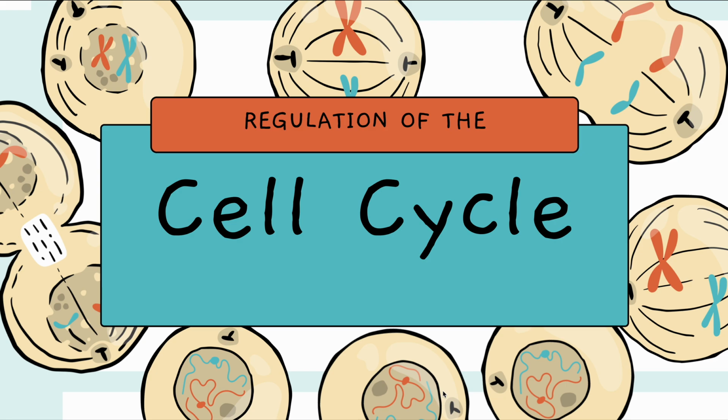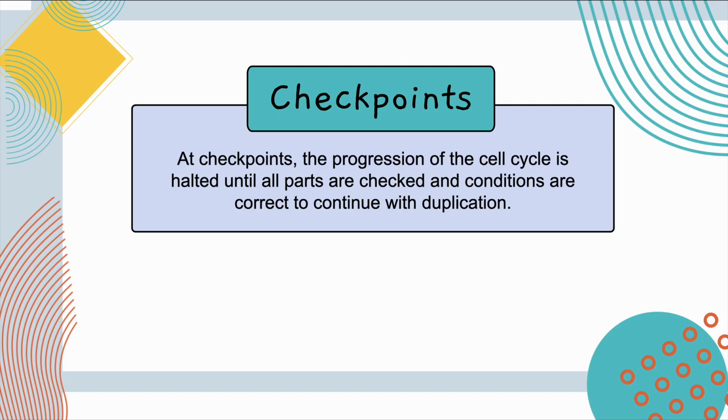For the continuation of our topic, we'll be moving on to the regulation of the cell cycle. Mistakes in duplication can lead to mutations that can lead to cells being abnormal and develop into cancer. Because of this, cell cycle checkpoints are done. At checkpoints, the progression of the cell cycle is halted until all parts are checked and conditions are correct to continue with the duplication.